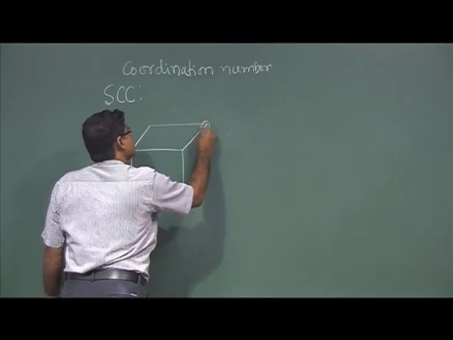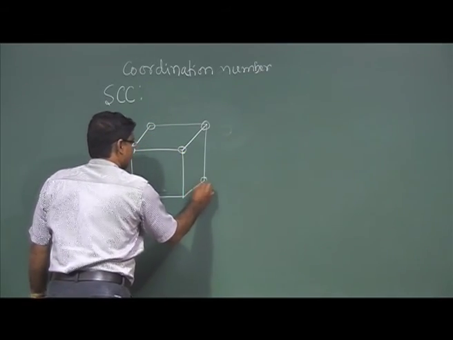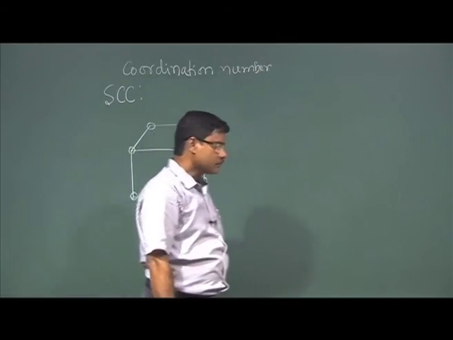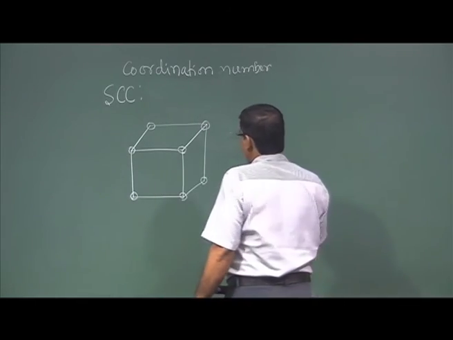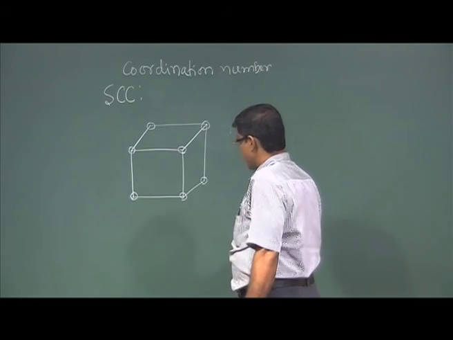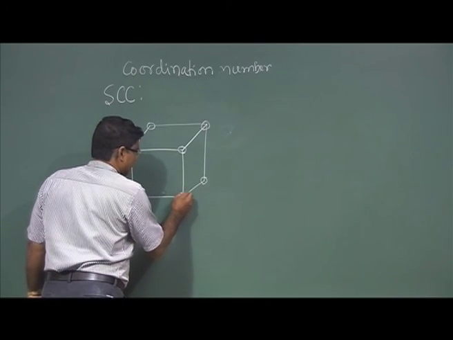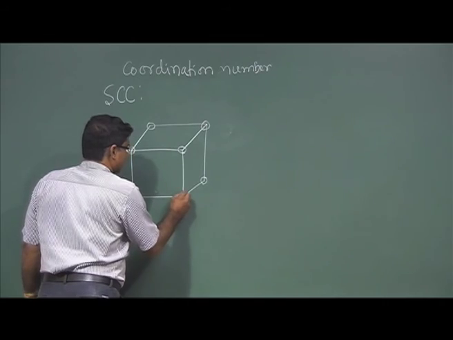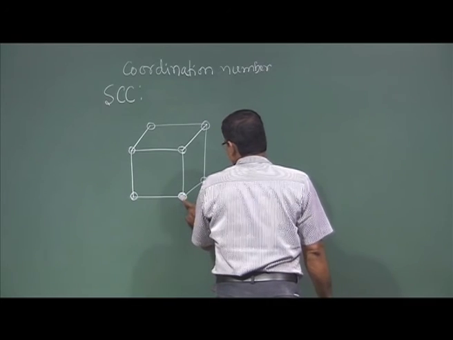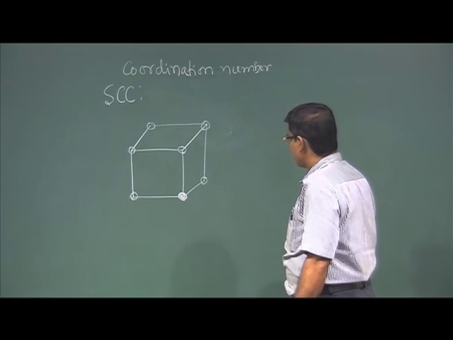It has atoms at the corner, only at the corner. Okay. So, if I consider any lattice point for which I want to know the nearest neighbor or coordination number, let us consider this lattice point. What is the coordination number of this lattice point? That's the task we want to do.